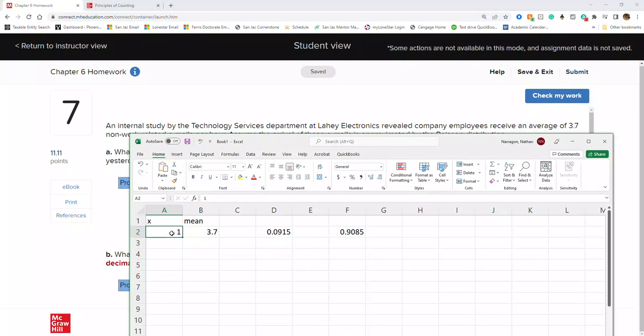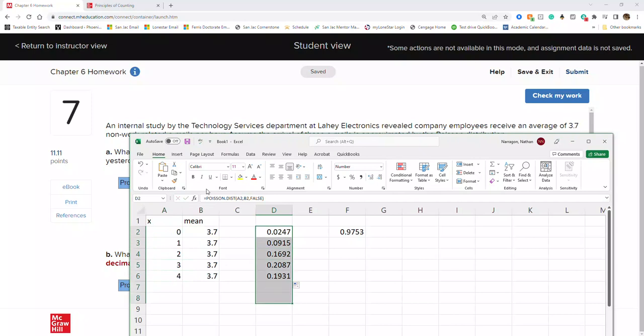Remember, I gotta start out at 0. So I'm going to change this to 0. And we're going to go 1, 2, 3, 4. The mean does not change. And then we're going to drag down the formula up to that 4.